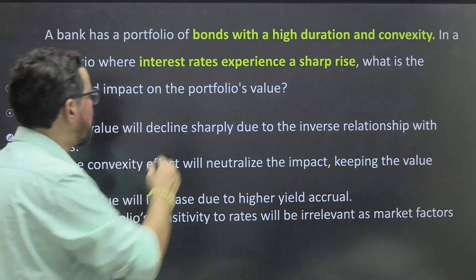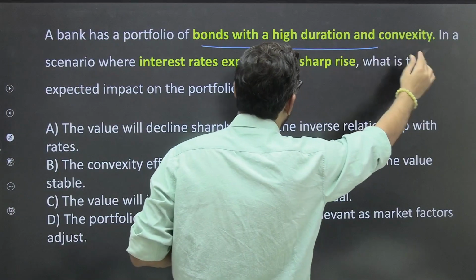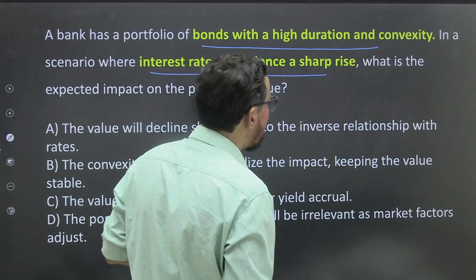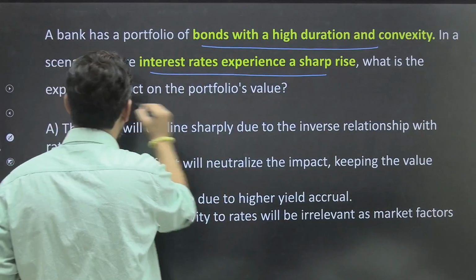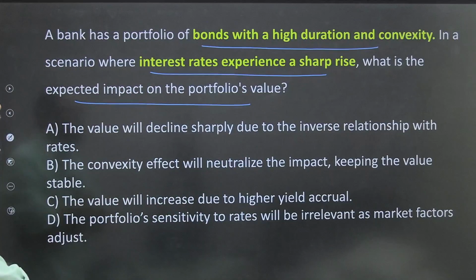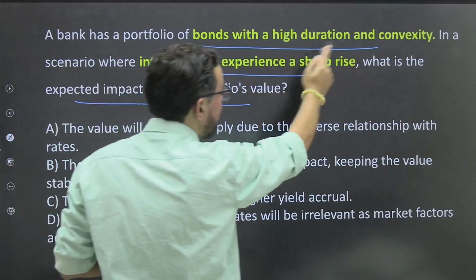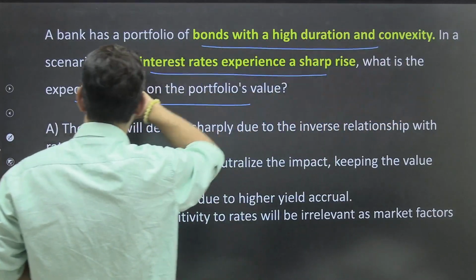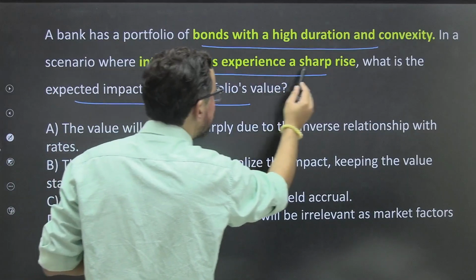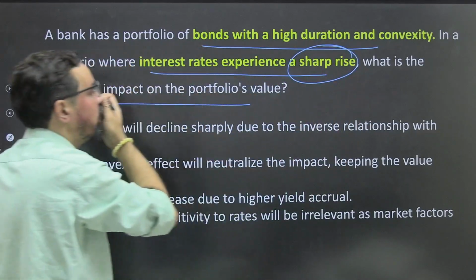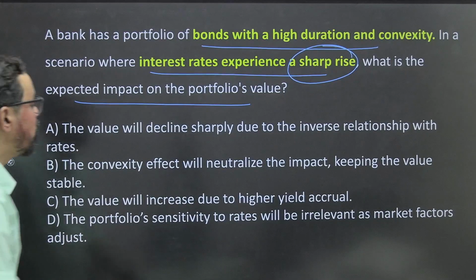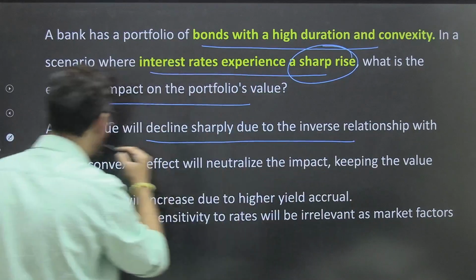A bank has a portfolio of bonds with high duration and convexity. Okay. In a scenario where interest rates experience a sharp rise, what is the expected impact on the portfolio level? Okay. So bonds with high duration, we have high duration long-term positions, and convexity, in a scenario when interest rates experience a sharp rise. Okay, if interest rates rise, so what will happen? There will be a decrease, the value will decline sharply due to the inverse relationship with rates.